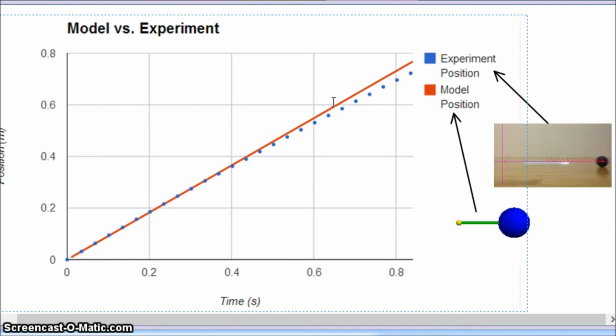As you can see, the model doesn't predict the motion as well near the end of the time interval. The experiment's line drops below the perfectly linear line from the model. This is most likely due to the slight impact of forces like air resistance that would have decreased the velocity of the racquetball a little by the end of the time interval.